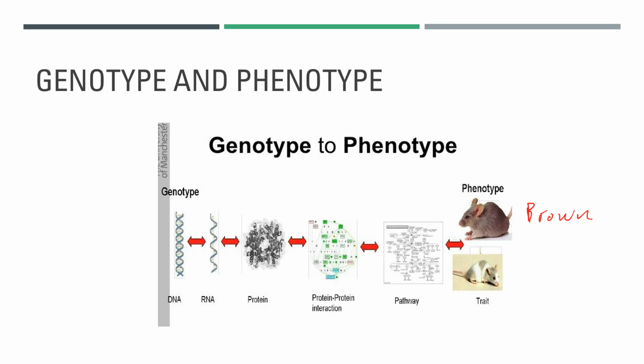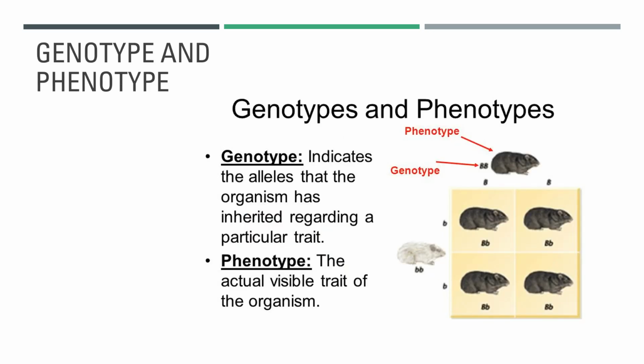But we know that these things can occur, and basically the key thing here is to understand that the phenotype is what you see, whereas the genotype are the genes that are causing that trait to be expressed. And here are the definitions of those two words. A genotype indicates the alleles that the organism has inherited regarding a particular trait, whereas the phenotype is the actual visible trait of the organism.